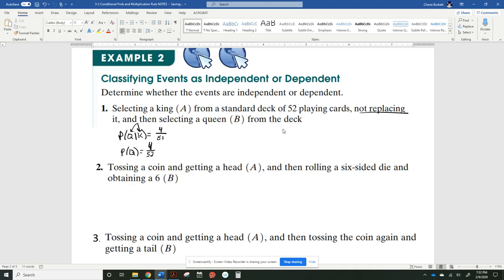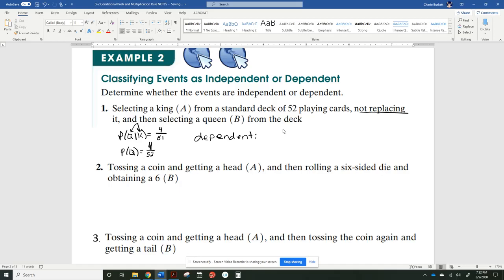But because I took the king out of the deck of cards, my sample space changed, and now I got a different answer. So this outcome was affected by this thing happening. That means that these two events are dependent. Again, these two events are dependent because drawing the king changed the outcome of just drawing a queen. And you can see it mathematically right here. This next one's not easy to see mathematically, but you don't really need to.